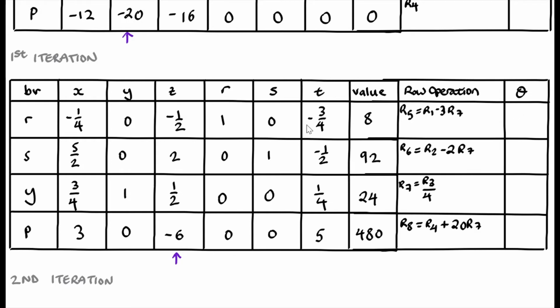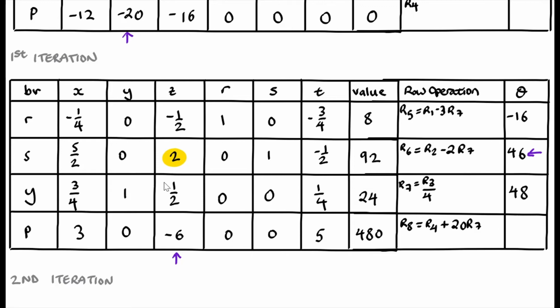So theta over here, 8 divided by -1/2, you'd find that to be -16. 92 divided by 2, that's 46. And 24 divided by 1/2, that's 48. Okay, and obviously the smallest number is the 46, and therefore the pivot this time is 2.